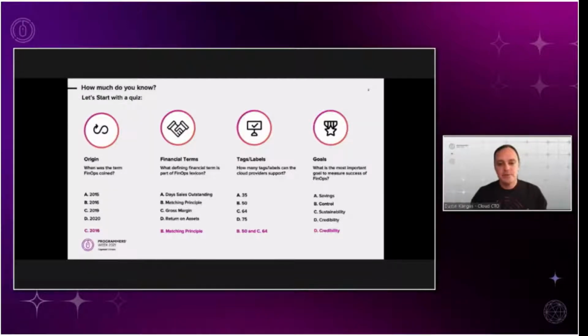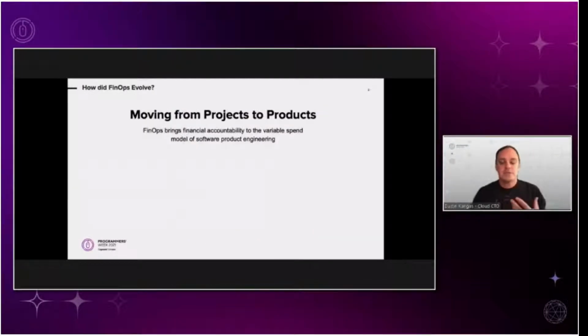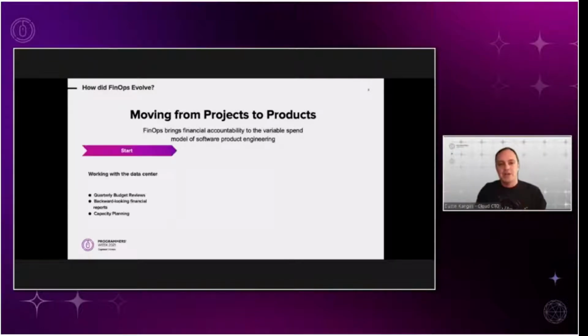So when we build credibility, we can then give visibility into what we want to see in the future. So how did FinOps start out? What does the journey look like? And why are we talking about FinOps? We've been surprised by the big bills, and that really stems from moving from projects to products and how that journey starts. When we're moving from projects to products, we started off with a financial model that was equated to how data centers were run and how we ran projects in the past.